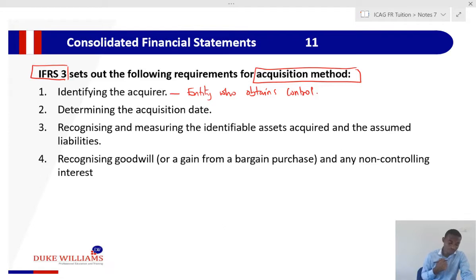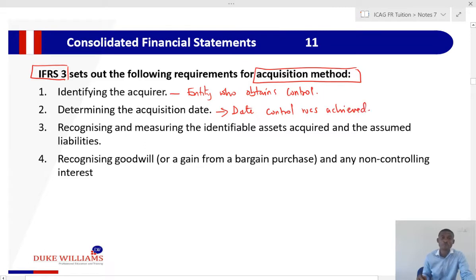Now, step 2 is to determine the acquisition date. Now, the acquisition date is critical in terms of consolidation, because the consolidation should start from the date of acquisition. So at what date did the control pass to the acquirer? So the acquisition date is the date control was achieved or control has passed to the buyer.